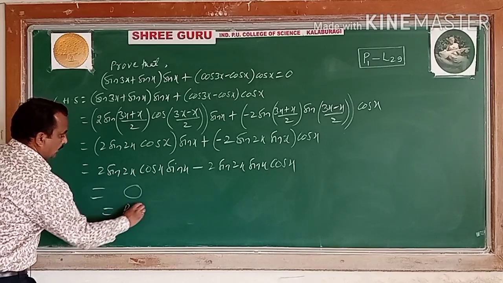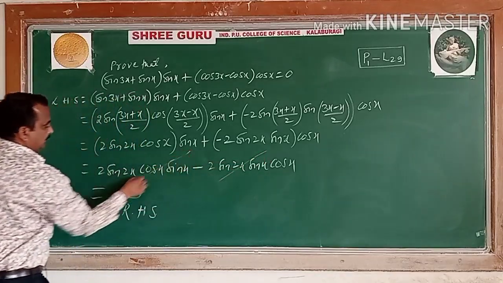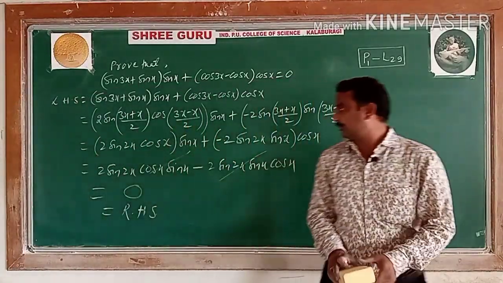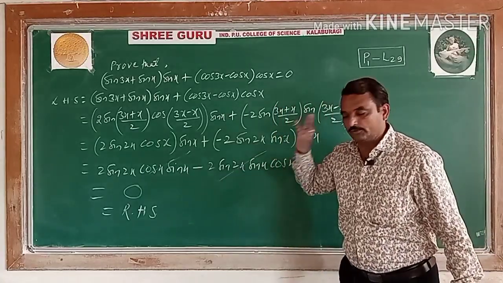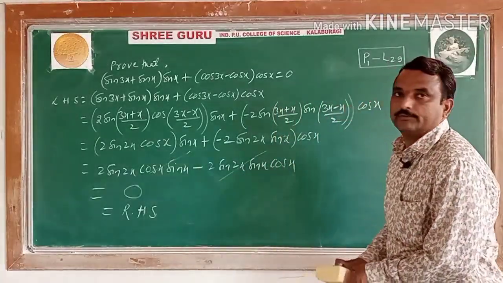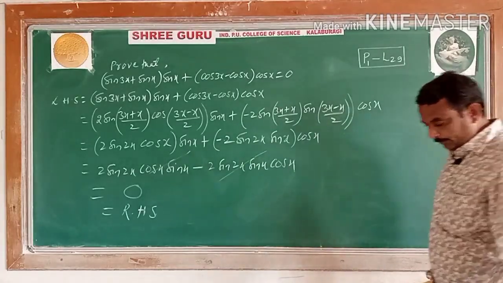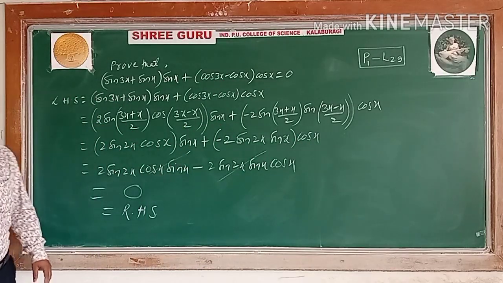This is your RHS. Is it the same term? It gets cancelled. Plus and minus becomes 0 here. See the same terms: cos x sin x here, sin x cos x here, 2 times sin 2x, 2 times sin 2x. So this is equal to 0. Very simple example, this one.